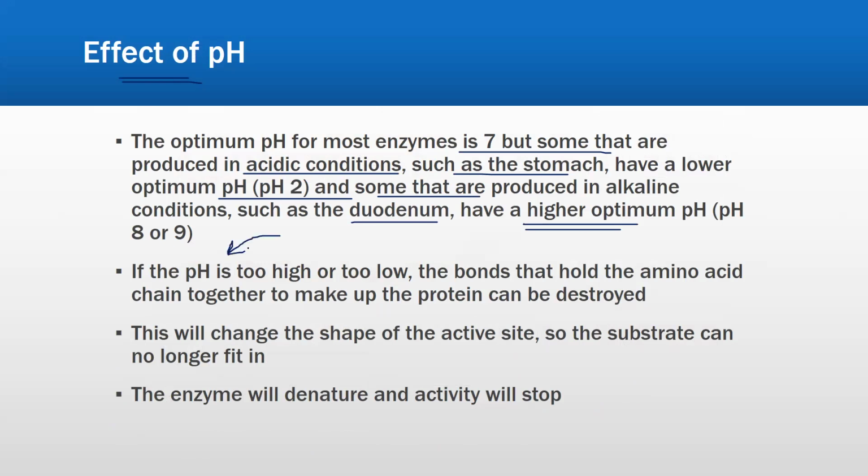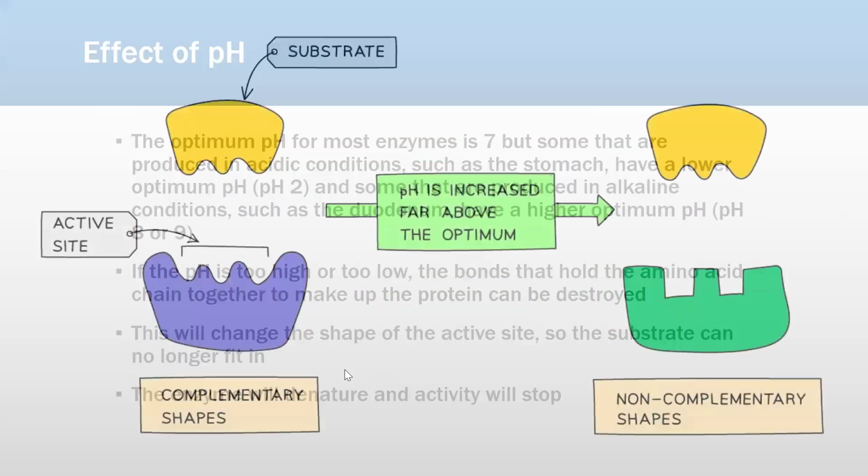If the pH is too high or too low, the bonds that hold the amino acid chain together to make up the protein can also be destroyed. This will change the shape of the active site and so the substrate will again no longer fit in. We'll say that if here also, beyond the optimum, the pH is changed too much, low or high, the enzyme will again denature and the activity might stop again.